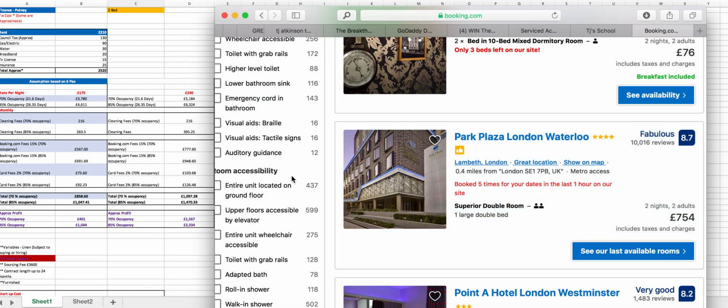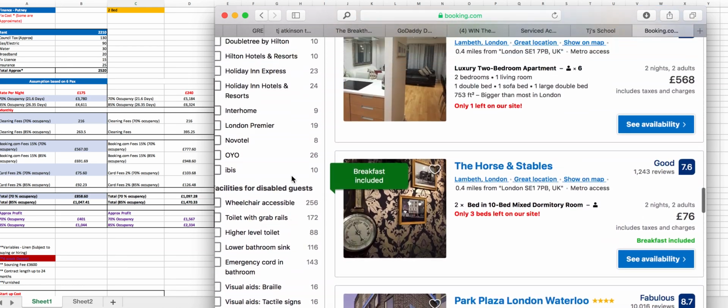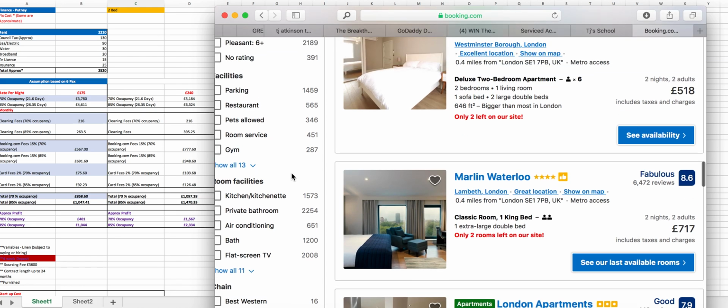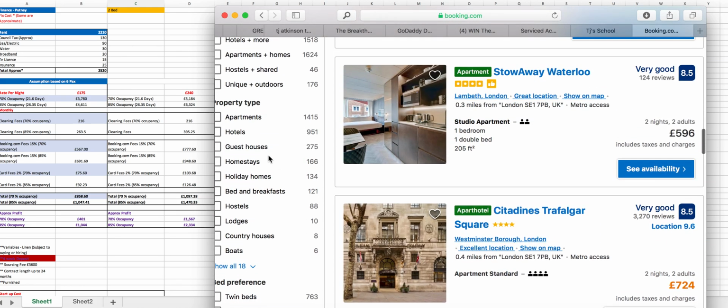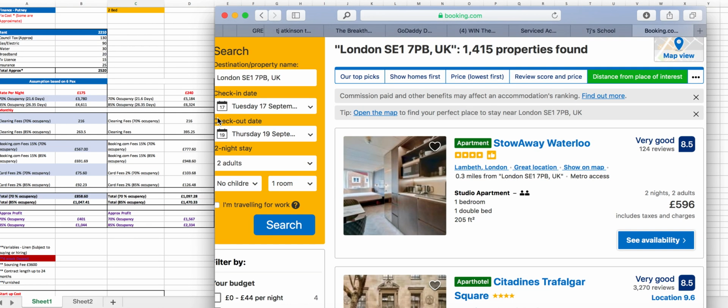And then we go to the left hand side here and we are looking for where it says apartments, because we are trying to analyze like for like, and we are trying to analyze what our current competitors and people who are in the area are currently doing.